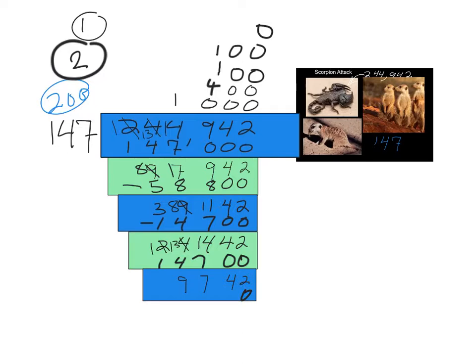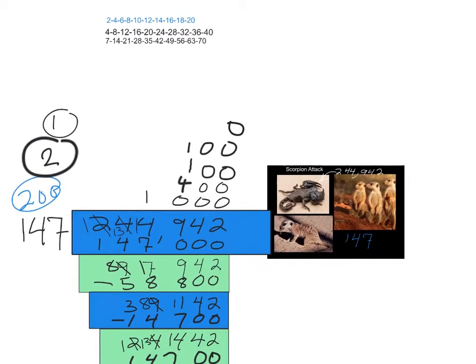And then I'm going to use my 200 as my estimation to figure out how many times this number will go into 974. So let's come back up here, and I've got 200, 400, 600, 800. 1,000 would be a little bit too much. So I'm going to come back here to 800, which means I'm going to multiply by 4. So I'll plug a 4 right in there. So bam, there goes my 4.